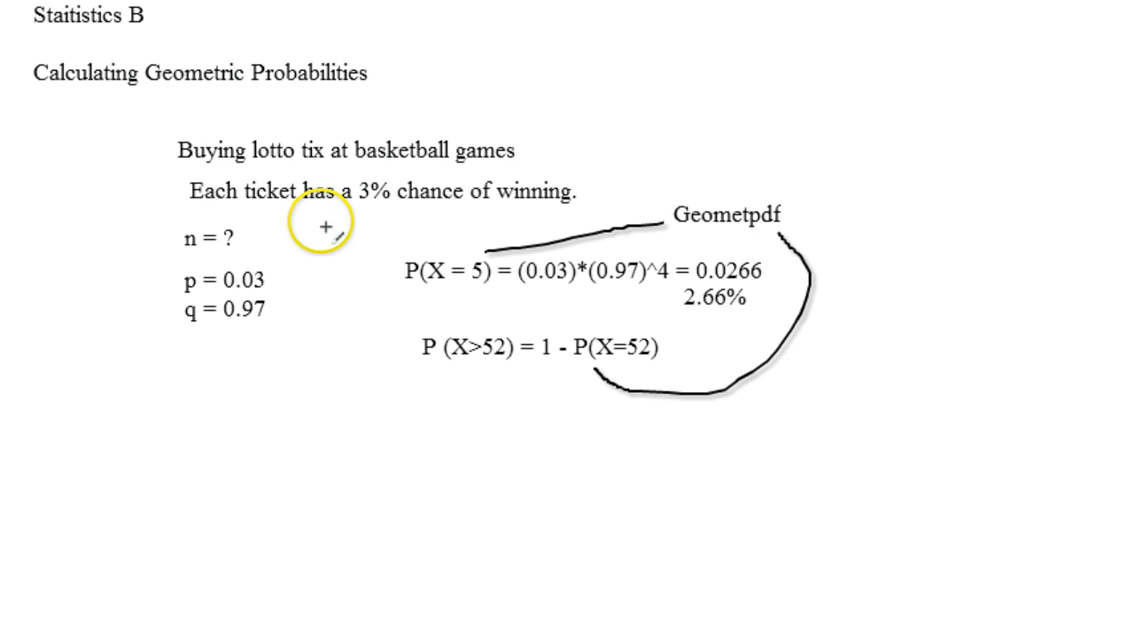All right, that's it for calculating geometric probabilities. Just remember to use this on your TI 89 or 92, 83, 84, whatever you are using today, and you'll be able to find geometric probabilities pretty easily.